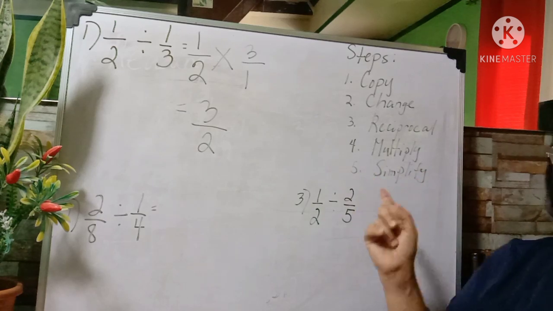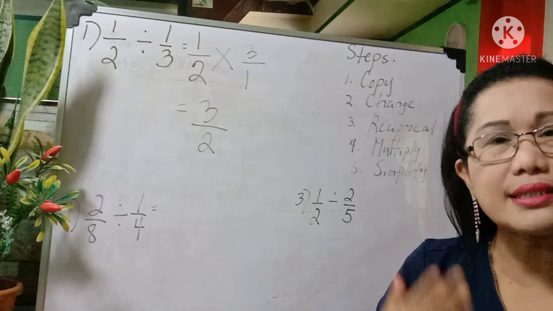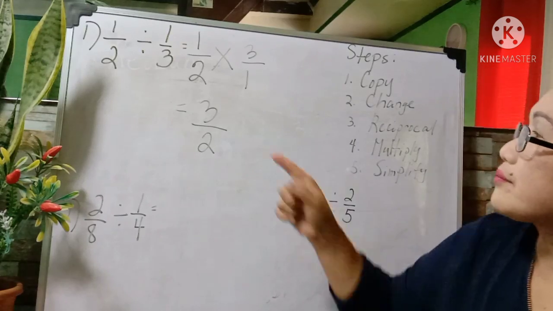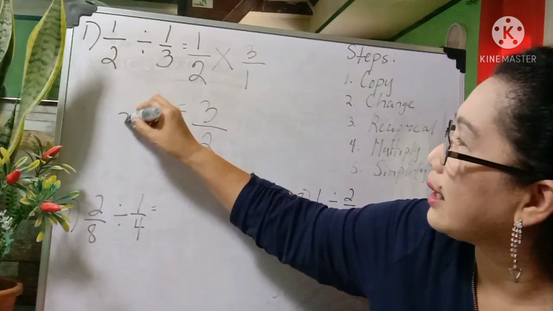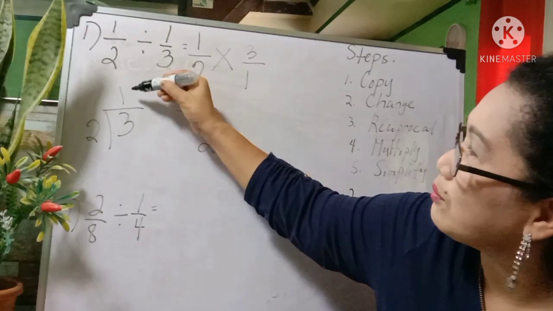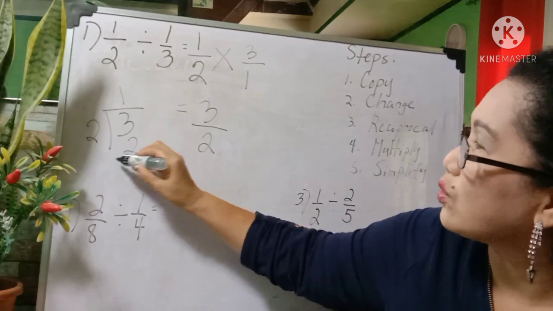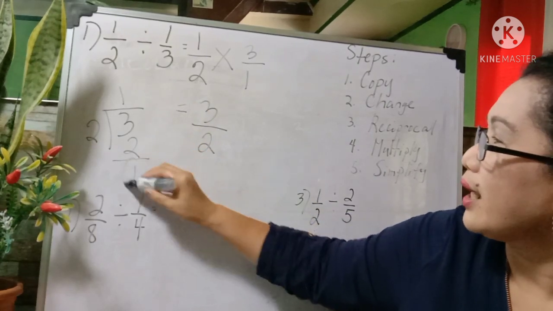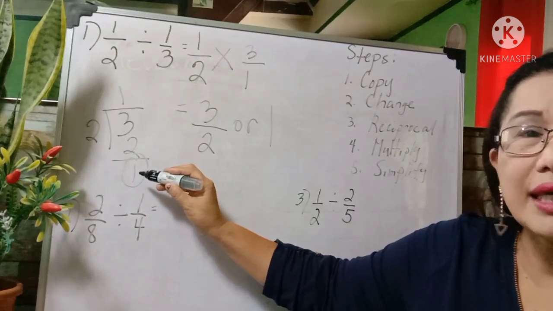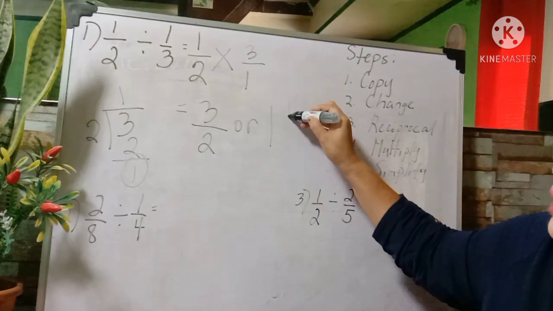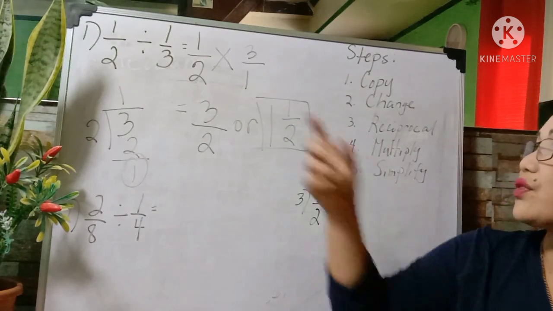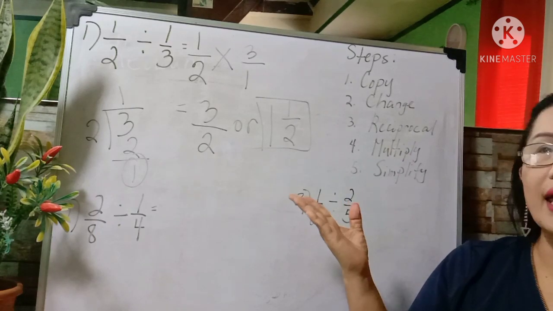Pagkatapos nun, ang fifth step is simplify. Ano ibig sabihin ng simplify? You are going to reduce the answer to lowest terms. Meaning, ang 3 na ito guys, i-divide natin by 2. So, ilang 2 sa 3? Di po ba 1? So, 1. And then multiply that 1. 1 times 2 will give you 2. So, 3 minus 2 will give you 1. Itong 1 na ito ay magiging whole number siya, at ang sa baba ay magiging numerator, at ito po ay magiging denominator. Therefore, the simplified answer for number 1, 3 over 2, is equal to 1 and 1 half.